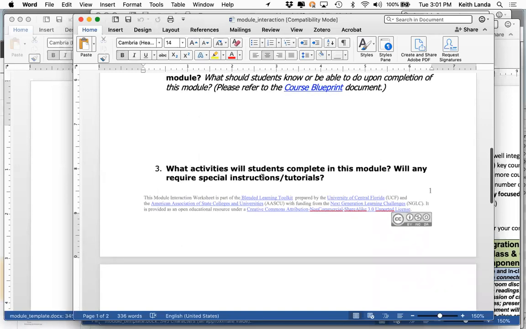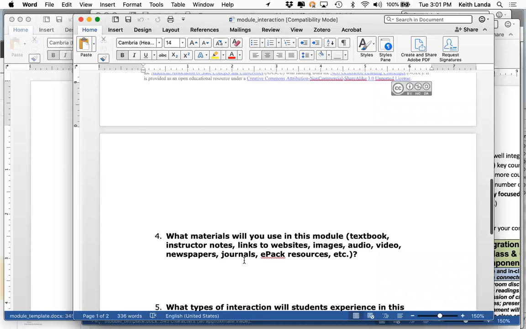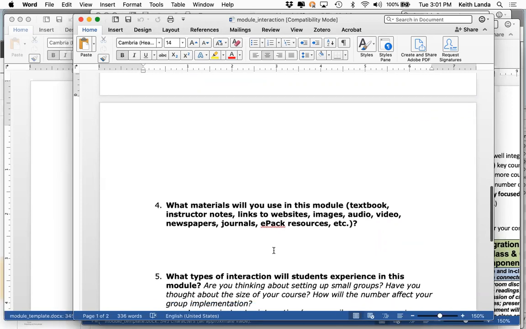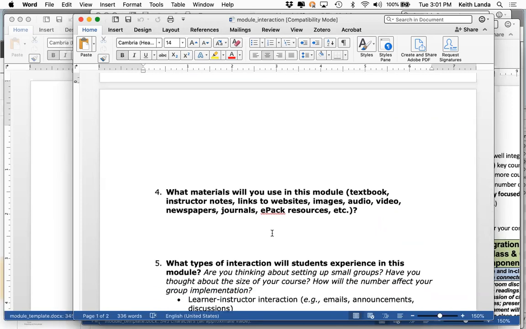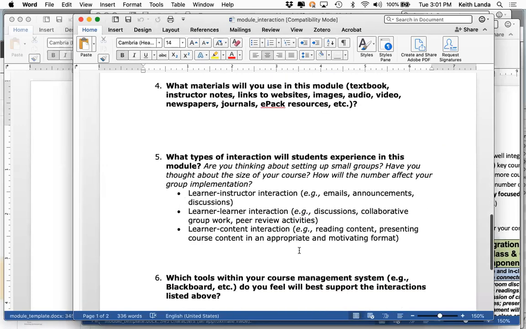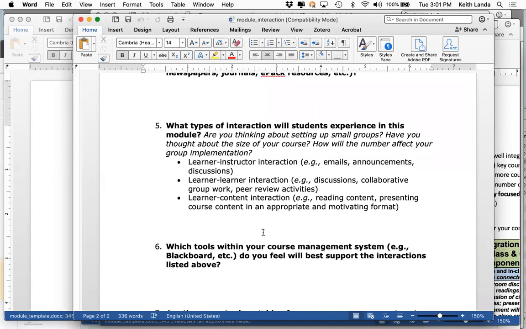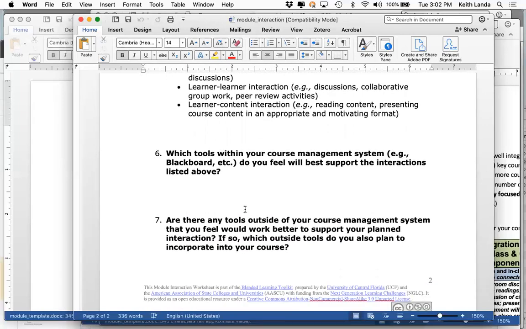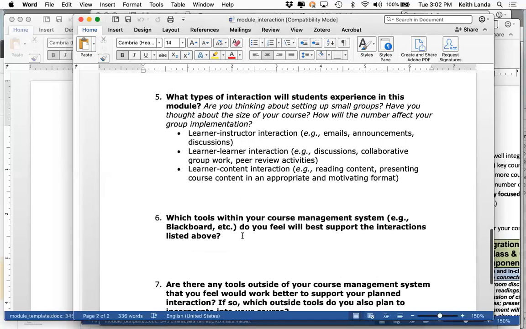What learning activities will the students do in order to meet those outcomes? What resources do they need to work through in order to carry out those activities? And then what are the kinds of interactions that you would hope students would have as they're working through these learning activities? And then finally, what are the tools that you might want to use in order to support these?